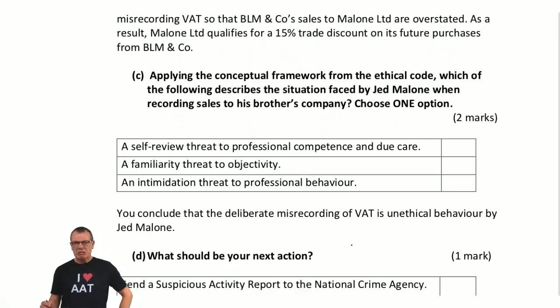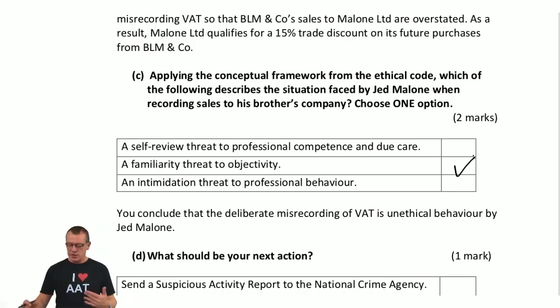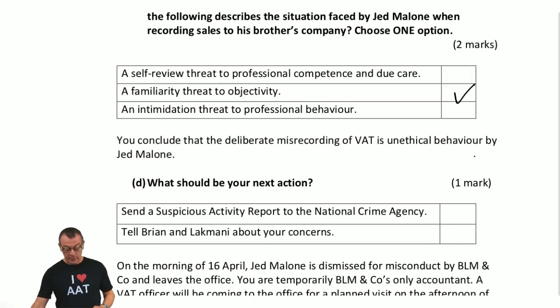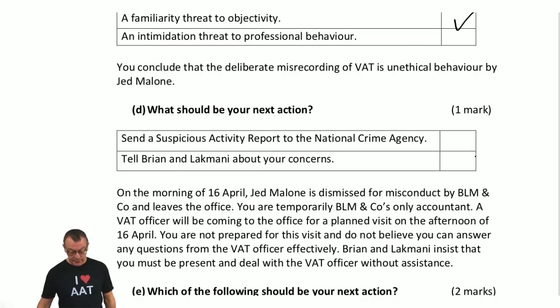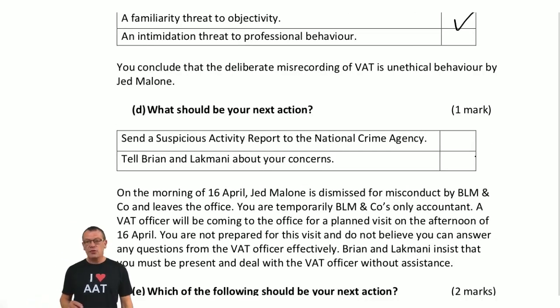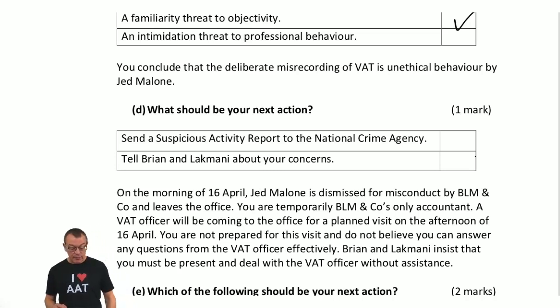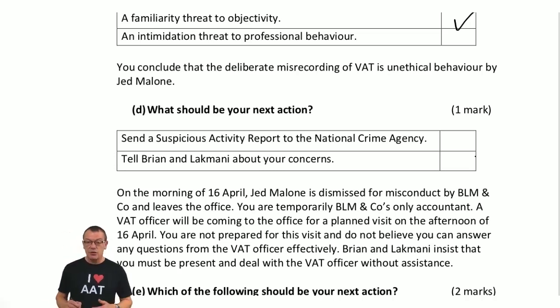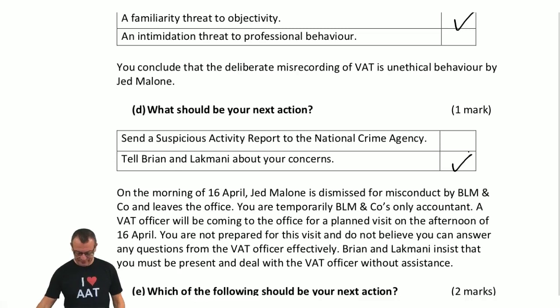Professional competence? Not really. Familiarity? Actually, that one jumps out for this particular question. Or intimidation? There's no intimidation, so we can leave that. Familiarity? Yes. So I think that's a straightforward answer because it's a relationship. Now, what's the next course of action? To send a report to the National Crime Agency or to tell Brian and Marnie about your concerns? Well, there's no need to send a report at this stage. Let's voice your opinion. So we'll take that.